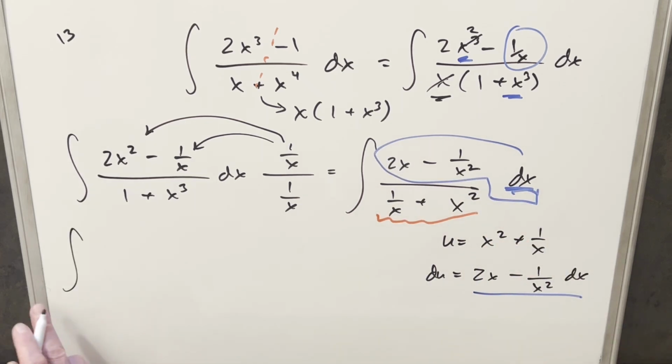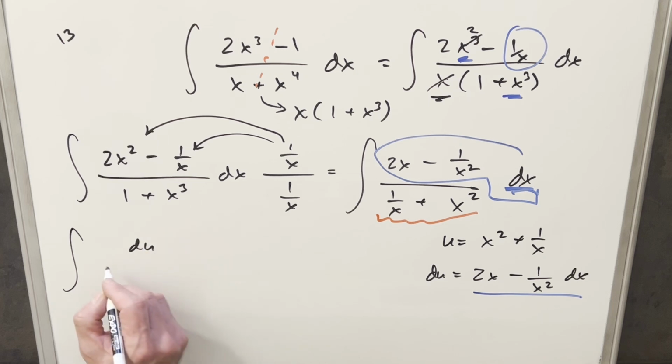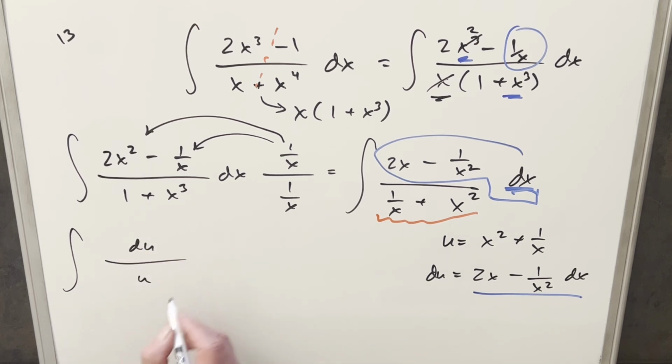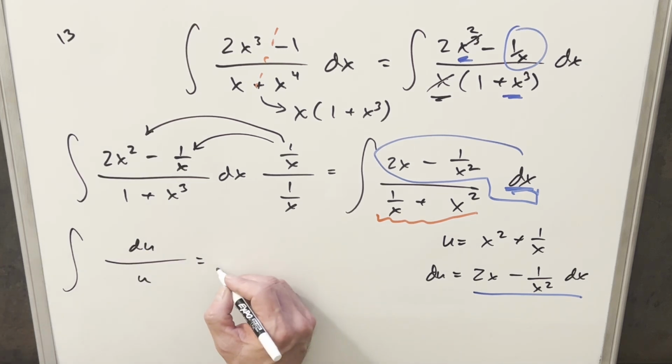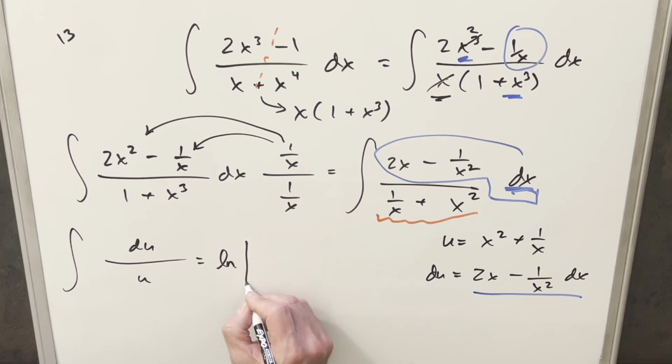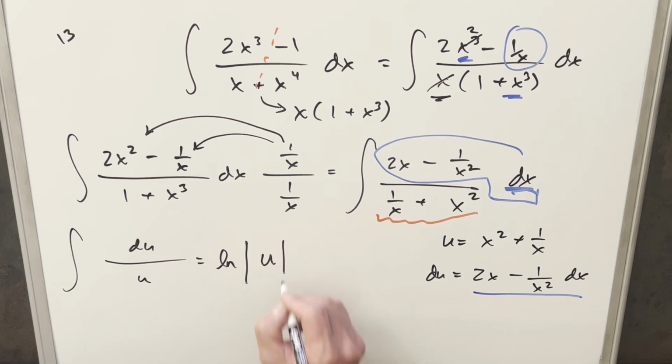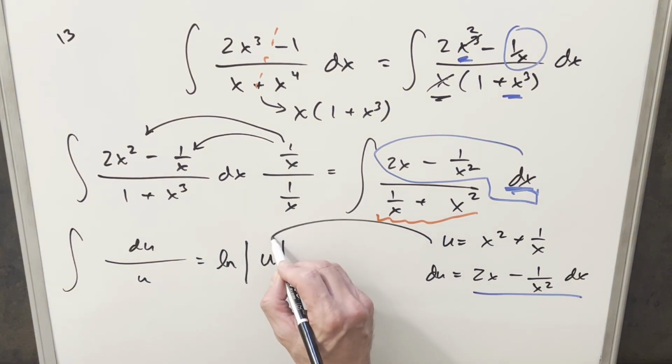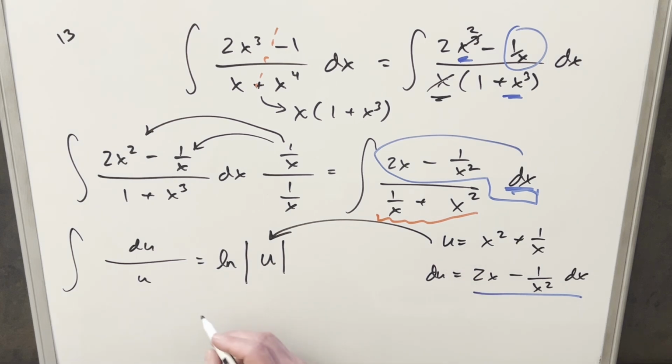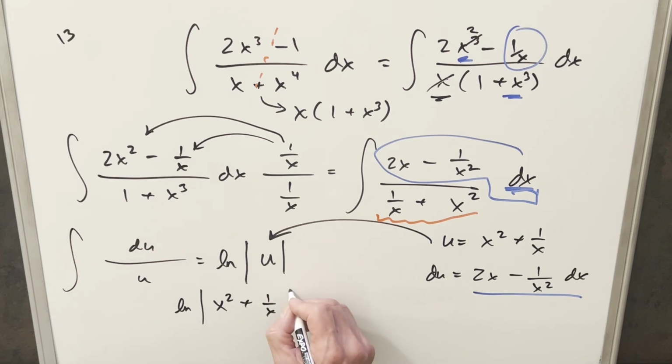So now let's go ahead with this substitution. We're going to have du in the numerator, and all that's going to be u. And then we'll just integrate. The integral of this is going to be natural log absolute value of u. Let's back substitute right here to finish it off. So I'll plug all that in. For my final solution, we just have natural log absolute value of (x squared plus 1 over x), plus C, and that's it.